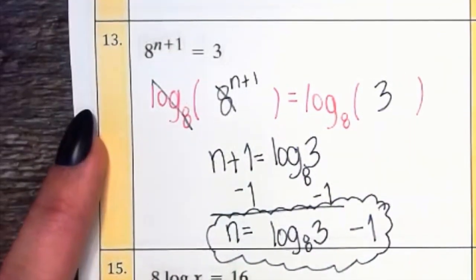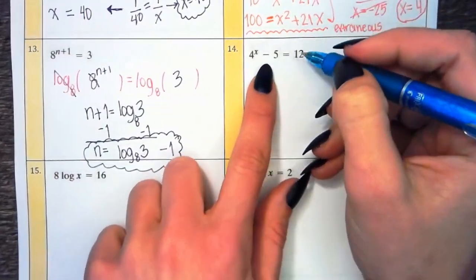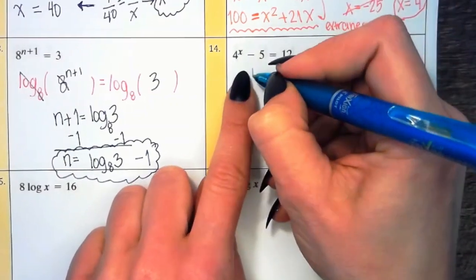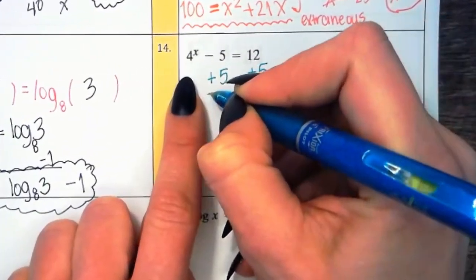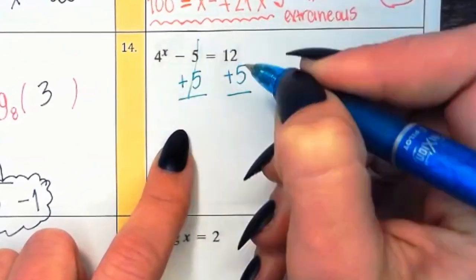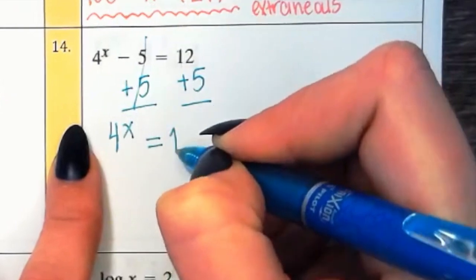Kind of like terms. Next up, this one looks a lot like 13, except we do have that extra step where we're going to have to add that 5 over first. You want to get the base to the power alone. Be careful when you're adding. A lot of careless errors that seem to be happening. 4 to the x equals 17.